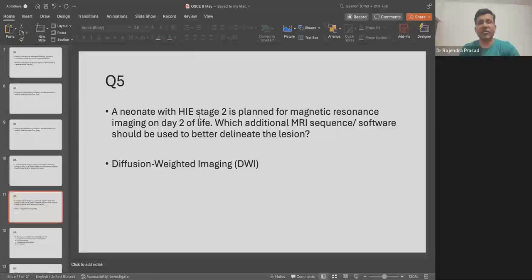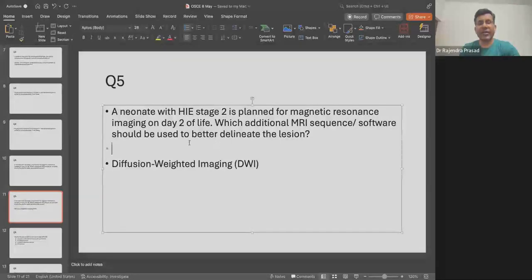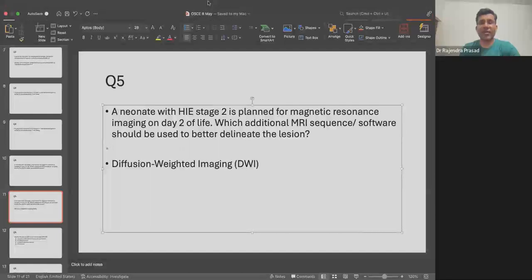So, an extension of this question: at what age do the routine conventional sequences of T1 and T2 have the highest diagnostic accuracy? At what age, if you do?